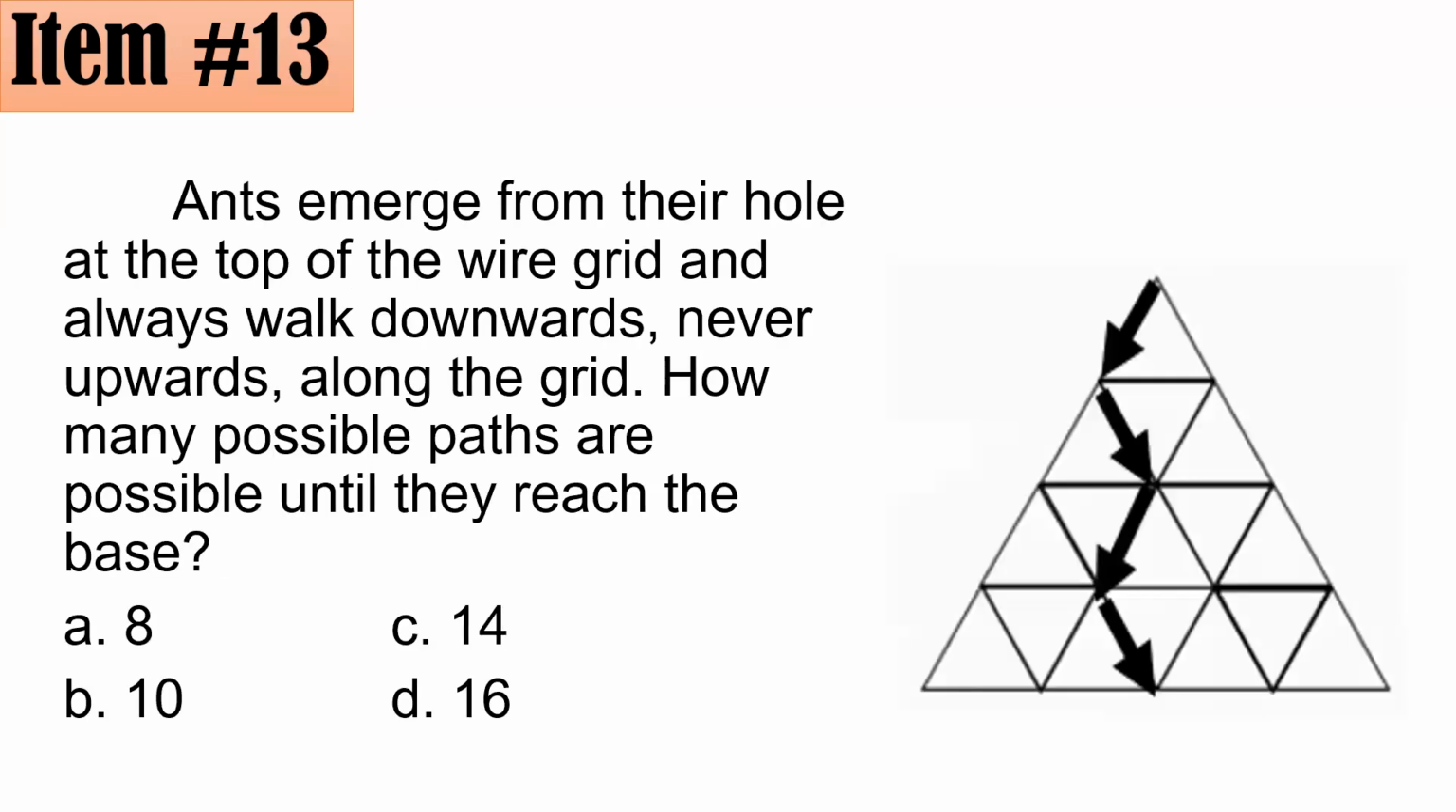13. Ants emerge from their hole at the top of the wire grid and always walk downwards, never upwards along the grid. Take note ha, sabi niya downwards. So hindi pwedeng, for example, horizontal. Dapat pababa, either going downward left or downward right.